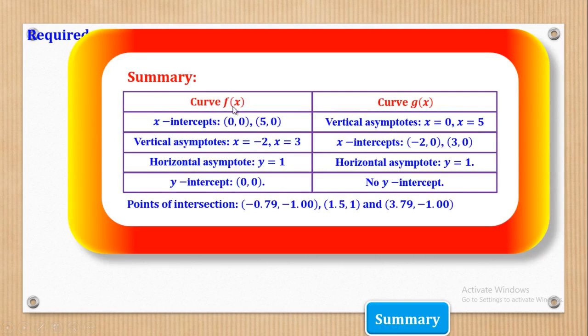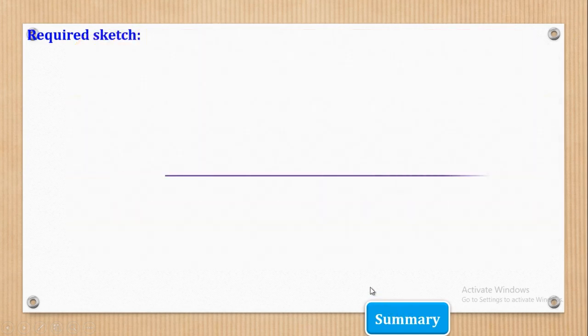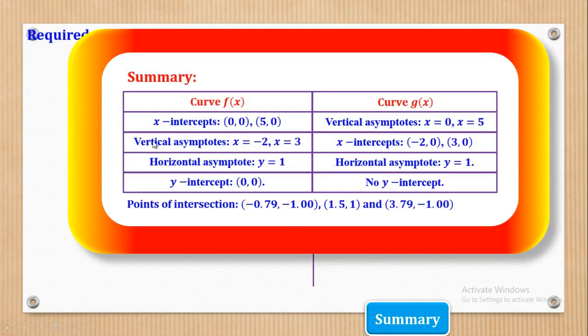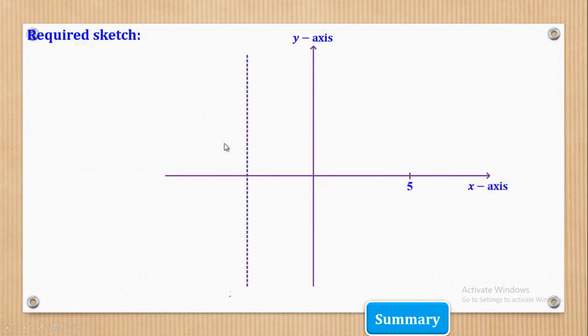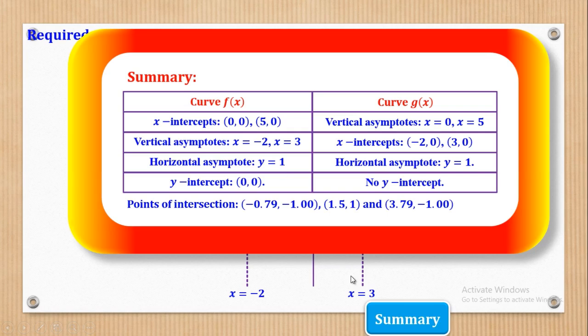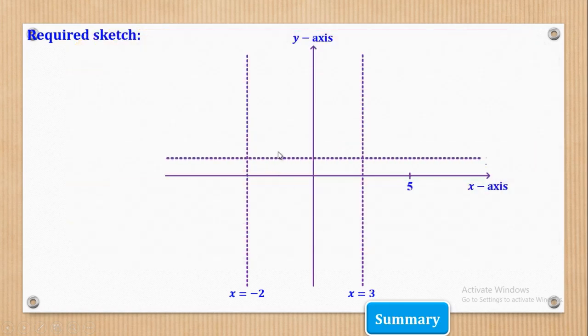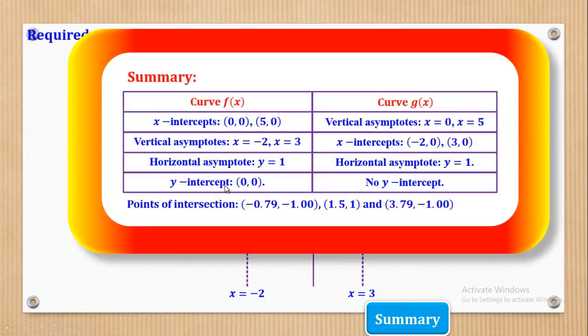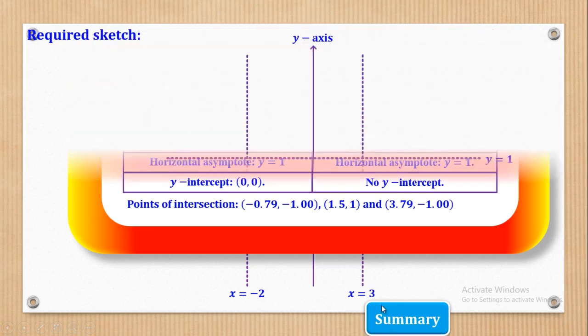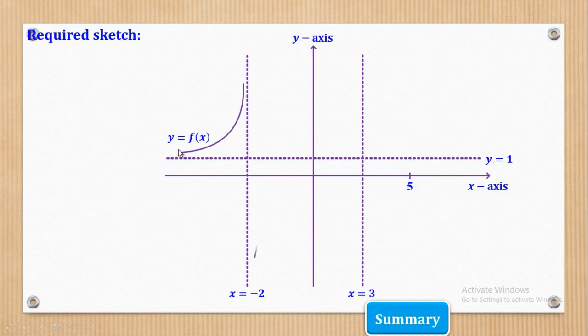Let's start with curve by curve. So let's start with f(x). For f(x), we have intercepts (0, 0) and (5, 0). So let's come here, draw the axes, label them x-axis and y-axis, then show the intercepts (5, 0) and (0, 0), which is the origin. So this is (5, 0). Then go to the vertical asymptotes, x equal to negative 2 and x equal to 3. So that is x equal to negative 2, then x equal to 3. Then horizontal asymptote, y equal to 1. Then intercept (0, 0), which is already known, so we can come and sketch our curve. So that is the first branch, then next is that, and next will be that.